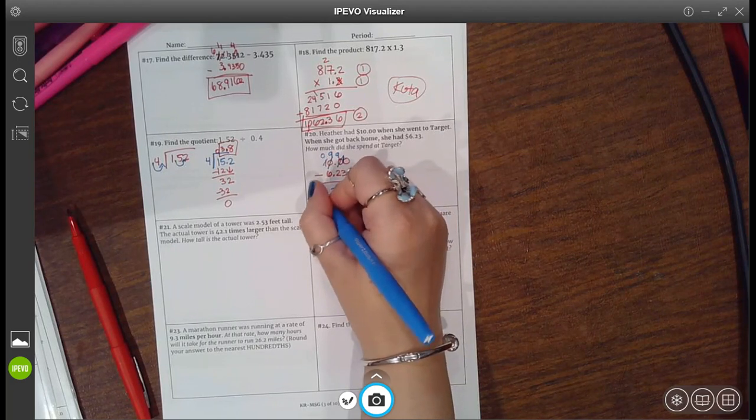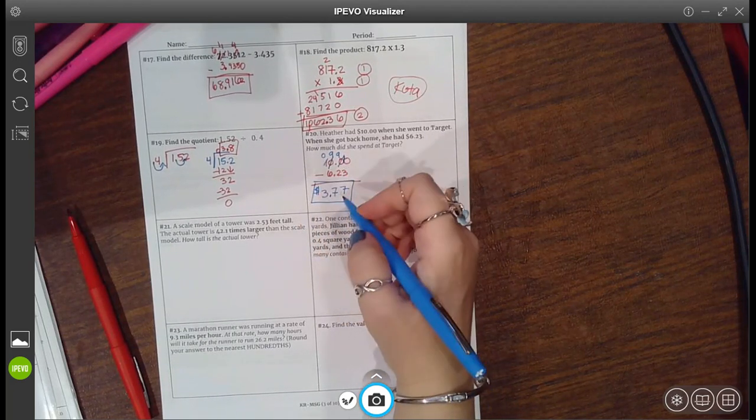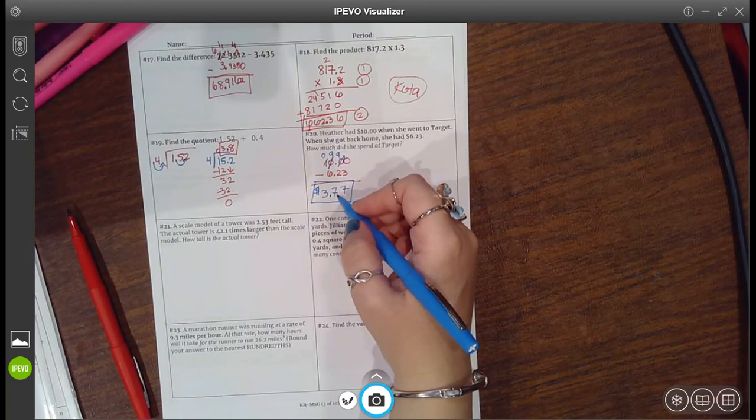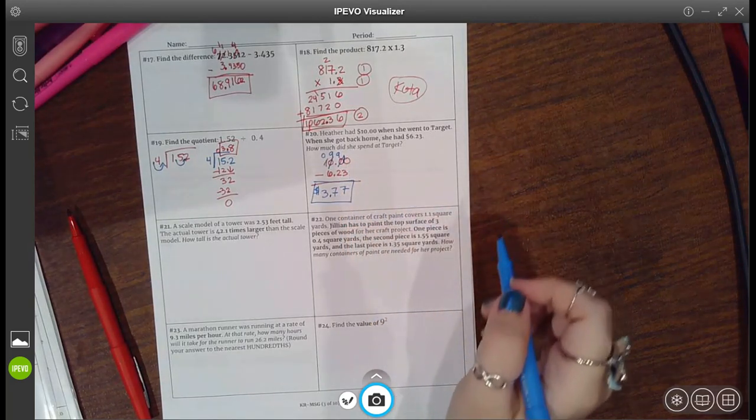So you have $3.77 that she spent. So that's why she has $6.23 left, because those added together equal the $10 that she started with.